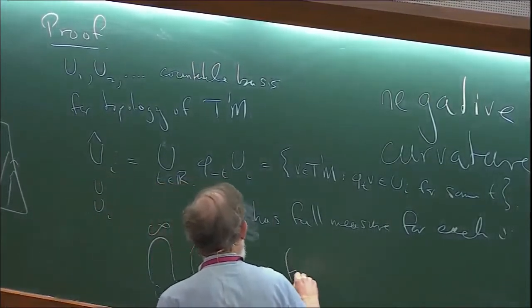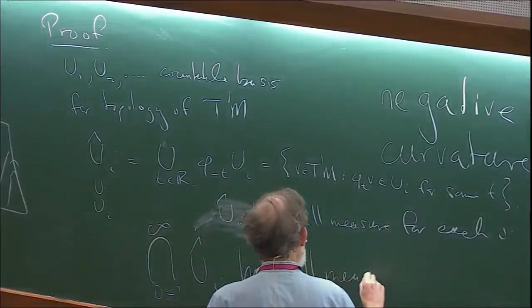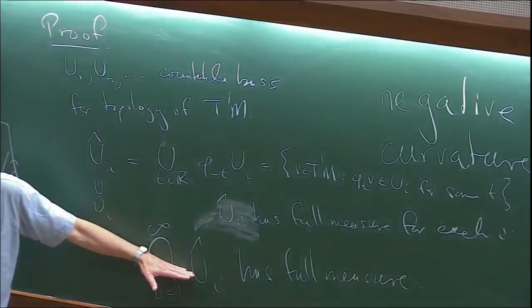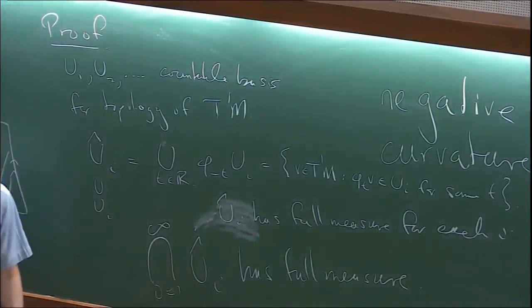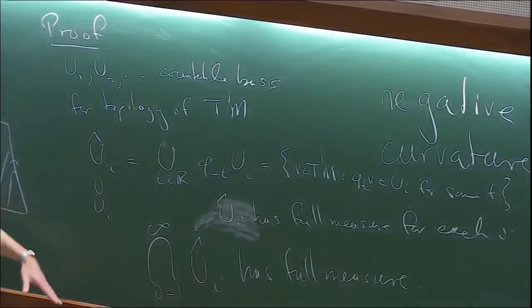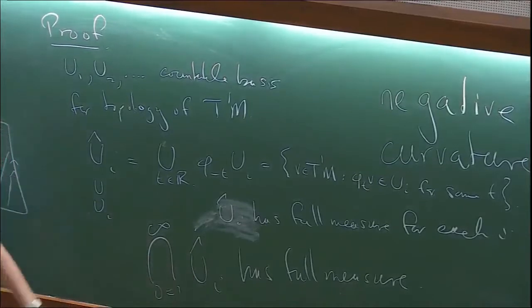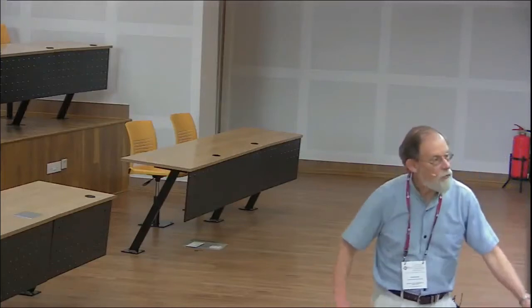This also has full measure. So almost every vector lives in here. And if you're a vector in here, your orbit under the geodesic flow goes through every single UI. So that's the proof. It's a very simple proposition, but it gives us a nice geometric flavour to what ergodicity of the geodesic flow means.